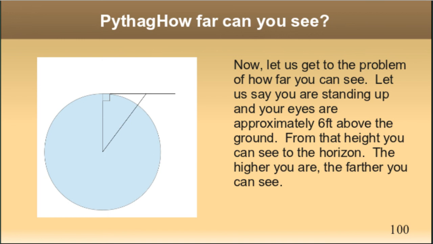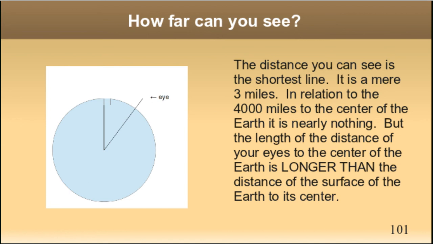Now, let's get to the problem of how far you can see. Let's say you're standing up and your eyes are approximately 6 feet above the ground. From that height, you can see the horizon. And the higher you are, the further you can see. The distance you can see is the shortest line. It is a mere 3 miles.